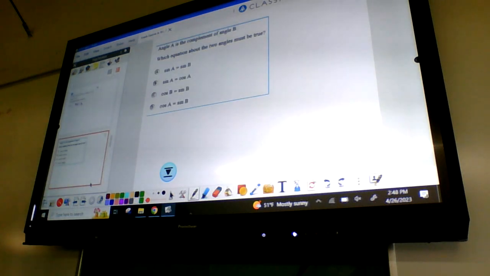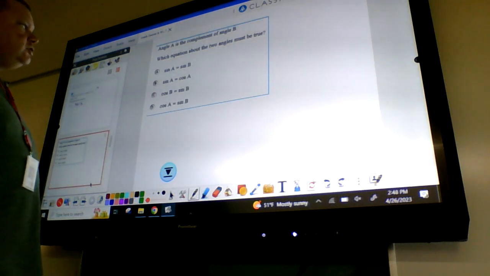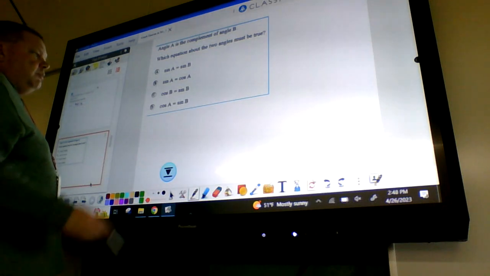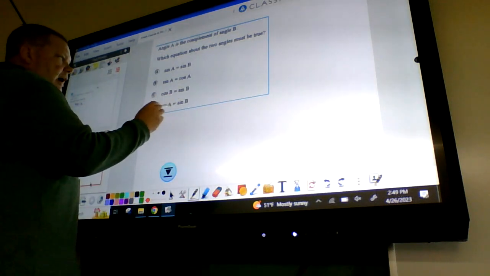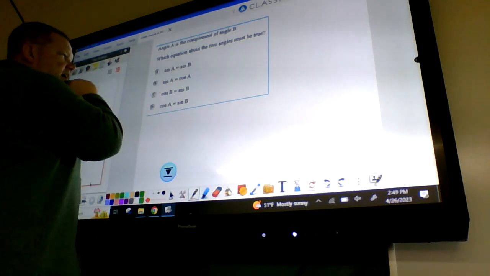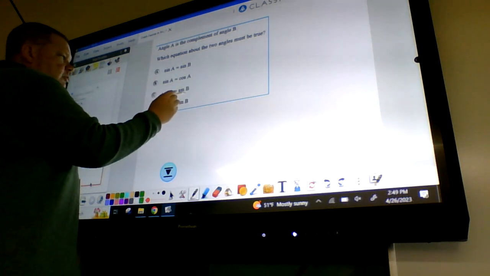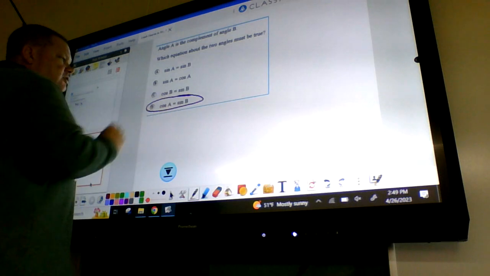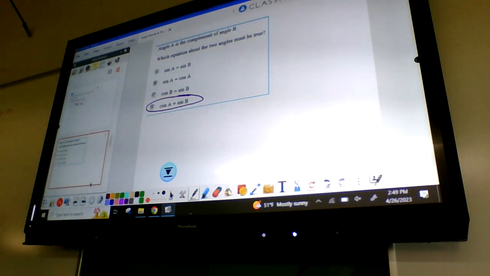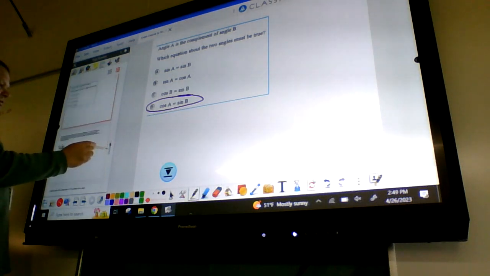Okay, angle A is the complement of angle B. What equation about the two angles has to be true? Remember that the letters have to be opposite with opposite signs. The sine of A cannot equal the sine of B very often. Okay, the sine of A and the cosine of A won't ever be the same. Our correct answer is down here. The cosine of A will always equal the sine of B. Okay, so with the acute angles, the cosine of one will be the sine of the other.